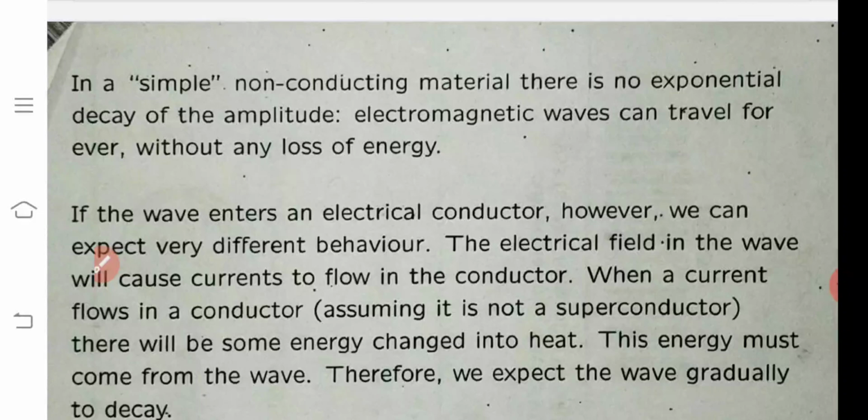When electromagnetic waves travel in a conductor, there will be a loss of energy in the form of heat. So the amplitude of the waves decays exponentially with length. When length is increased, the amplitude is also decreased, and the energy is reduced in the form of heat.